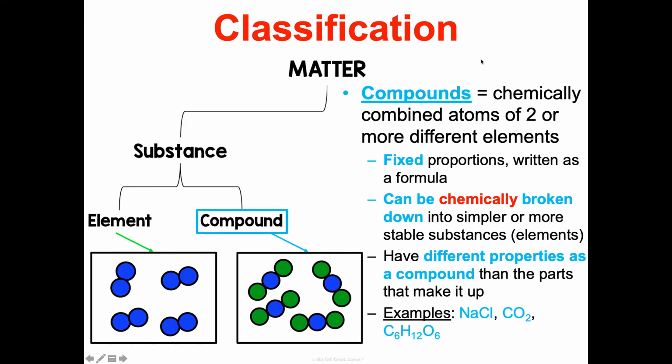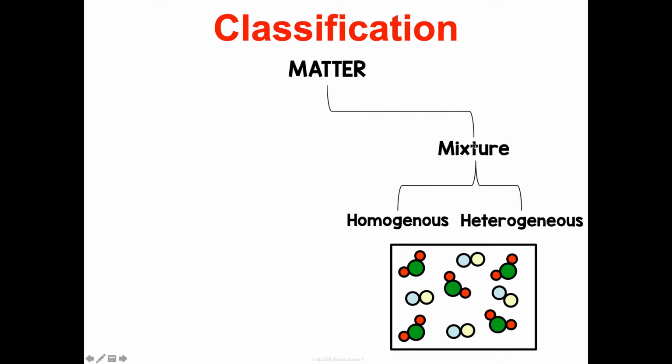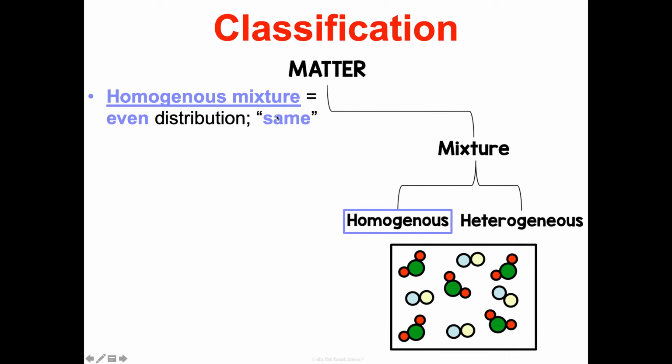Now let's talk about the right side. Let's talk about those mixtures. Mixtures can be classified as homogeneous or heterogeneous. Okay, a homogeneous mixture, homo is a prefix that means same. So it has the same or an even distribution throughout.